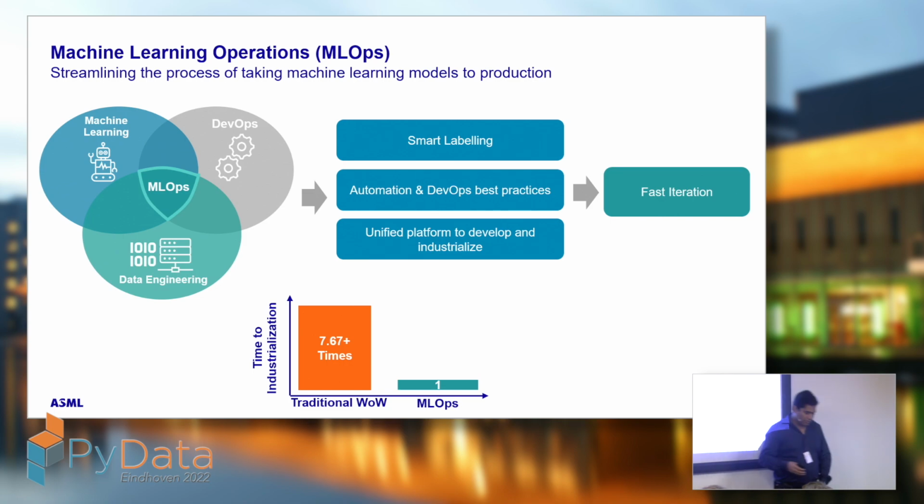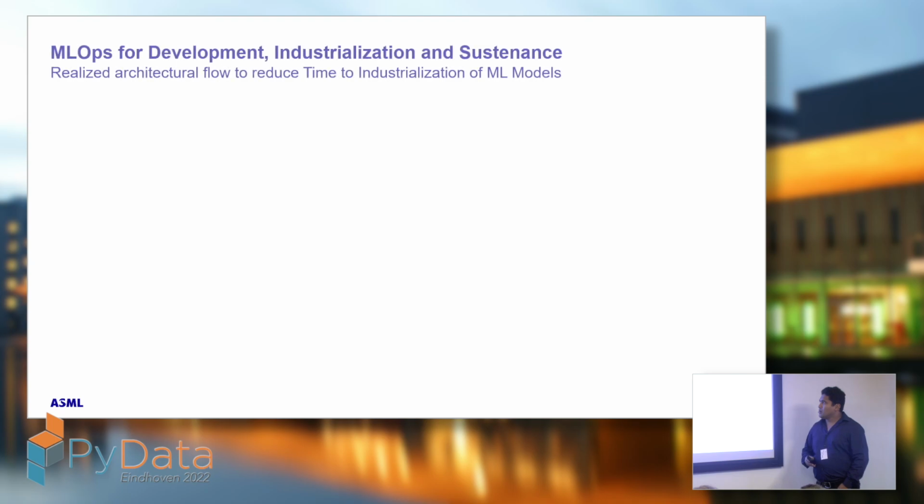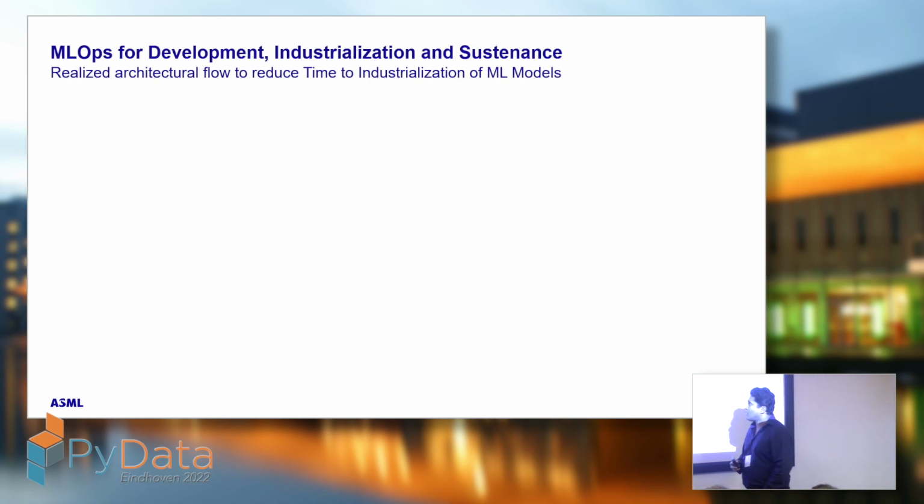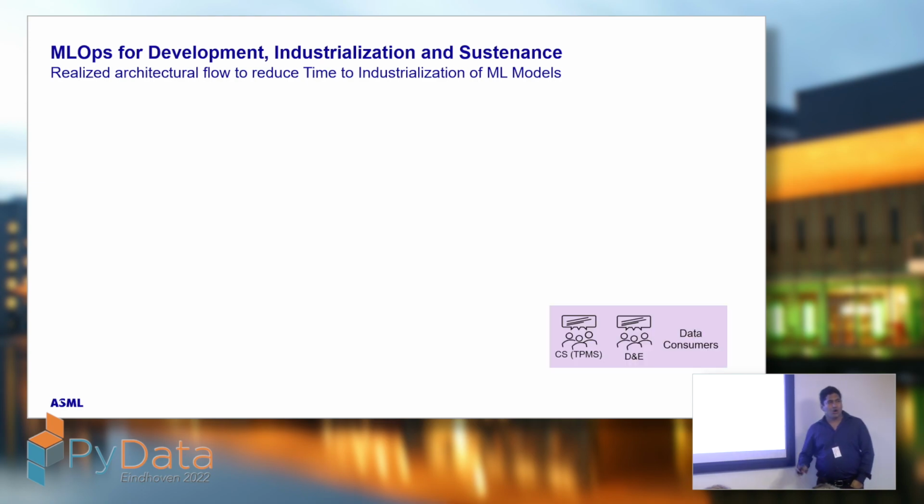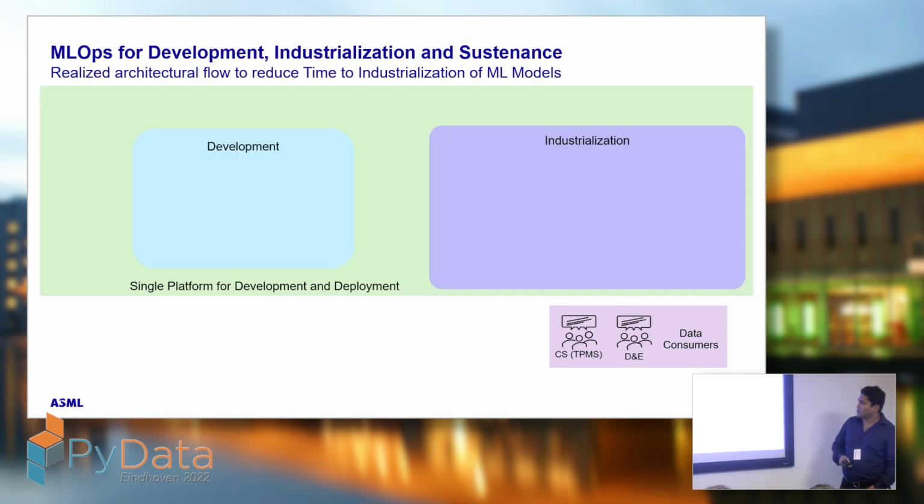Let's say it took months, and then we went to weeks. I will describe a bit more about the solution which we have in place today with a very high level architecture which reduced our time to industrialization. Let's start with our customers. Who are our customers? Our customers are within ASML, it is CS, customer support, and also development and engineering teams, and also other data consumers. This could also be outside ASML or somewhere internal to ASML.